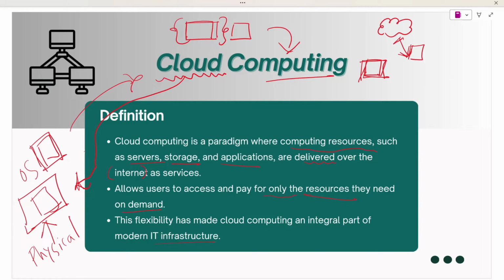So there are platforms like Amazon Web Services, Google Cloud, and Microsoft Azure, where they provide all these services to the users on a pay per use method.